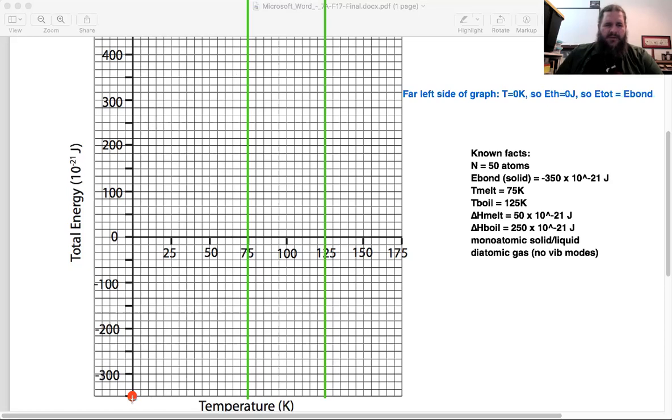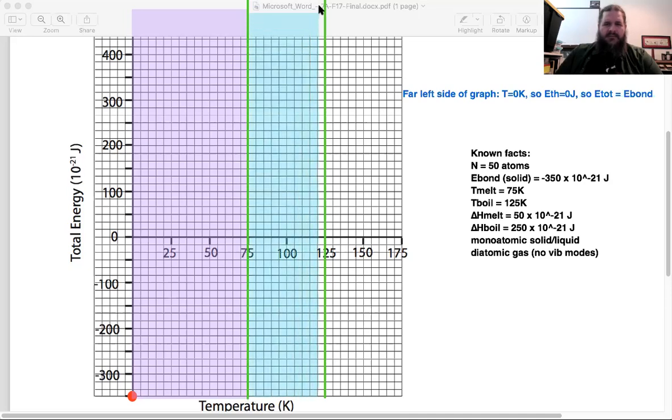This entire interval is solid. And then this entire interval would be liquid. And then after that, this entire interval would be gas. So by splitting that up, we can focus on just one at a time.